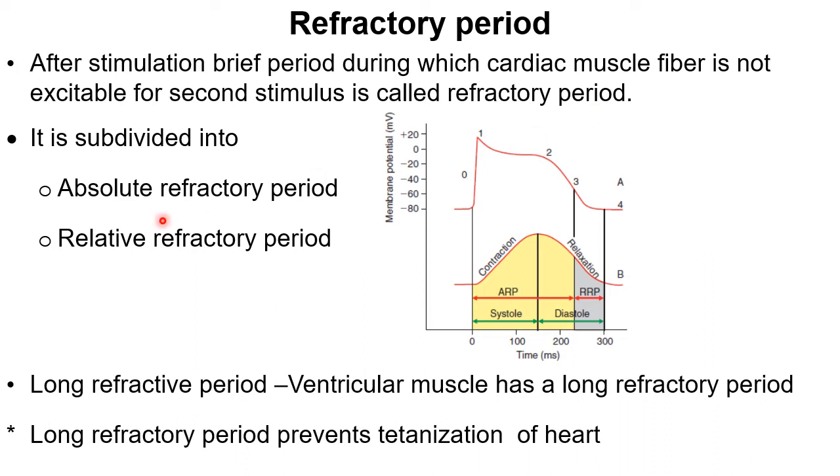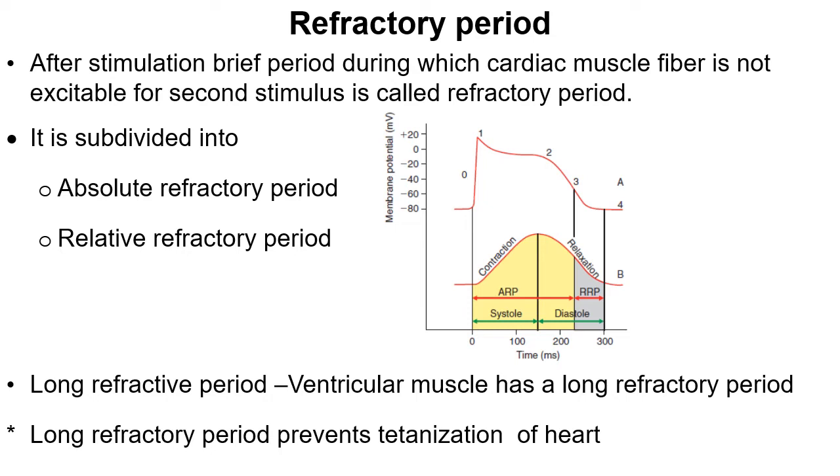It is subdivided into absolute refractory period and relative refractory period. The refractory period of ventricular muscle is generally very long. Why? Because the mechanical activity and electrical activity are almost occurring simultaneously in the cardiac muscle. On the contrary, in skeletal muscle, the mechanical activity occurs after the electrical activity. So that is the reason why the ventricular muscle, the cardiac muscle, has a long refractory period which prevents it from getting tetanization. What do you mean by tetanization?